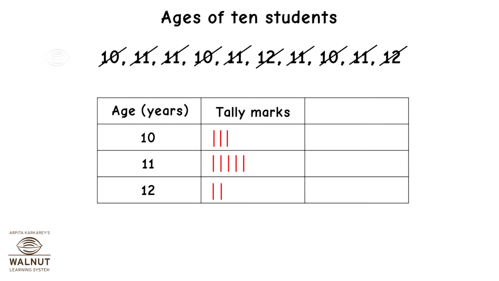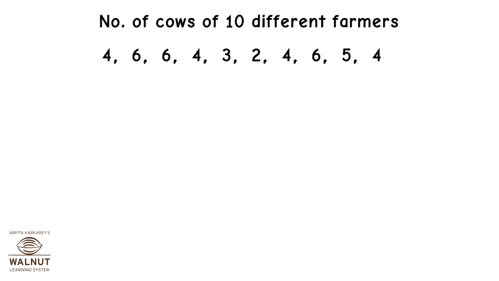Then, count the tally marks and write the number of students in the last column. Add up the total number of students. We get 10 students. So, our table seems to be okay. Let's take a look at another one. Sort this data now and make a table.